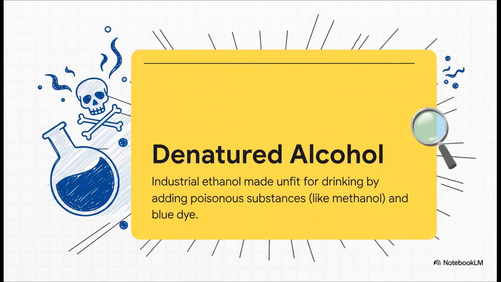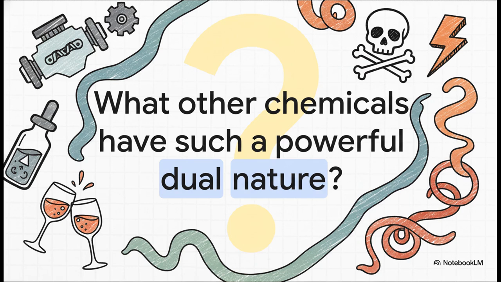Because ethanol is so useful in industry, there has to be a way to stop people from drinking it. The solution is something called denatured alcohol. Industrial ethanol is deliberately poisoned, often with methanol, and it's colored with a blue dye to make it instantly identifiable and, most importantly, undrinkable.